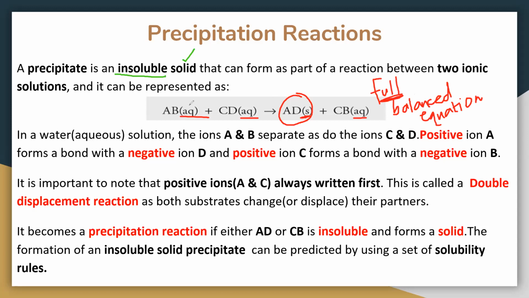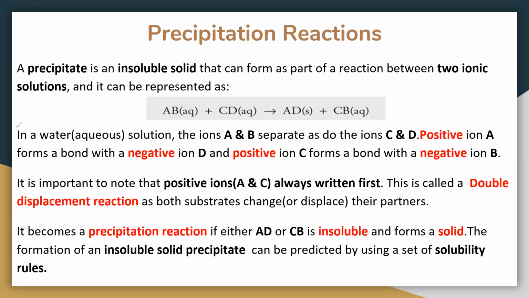All you have to remember is every single compound in there will be aqueous except for the third one, because the third one is our precipitate. That will be solid. Now if you remember the formula, AB plus CD gives us the products of AD, the precipitate, plus CB, it will be easier for you to write your precipitation equations and identify what the precipitate is if you're given an equation. So that's just what this is explaining here.